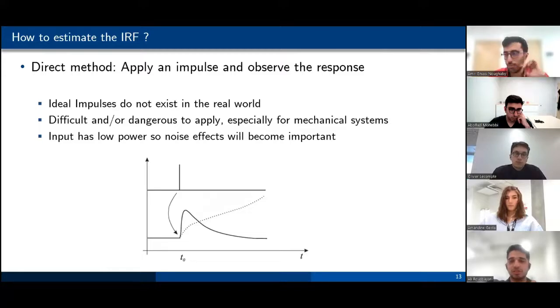Furthermore, because you're always dealing with noise, this type of short, tiny, low power input will not give us a rich enough input to be able to overlook the effects of noise. So when we have such a tiny input, the effects of noise will dominate and we will not be able to estimate. So this is not how you do it.